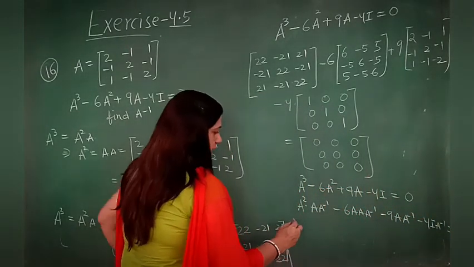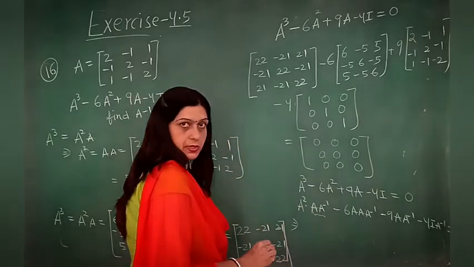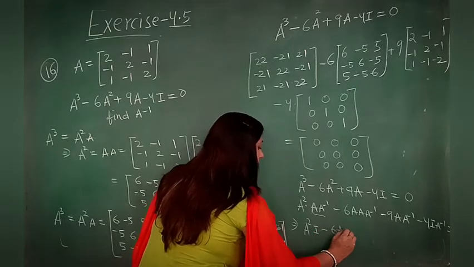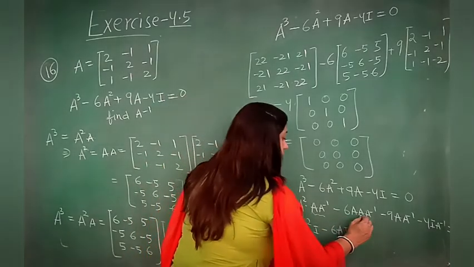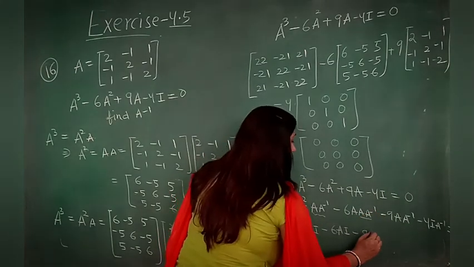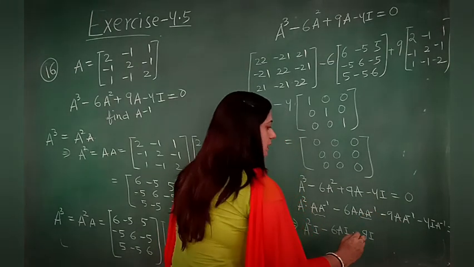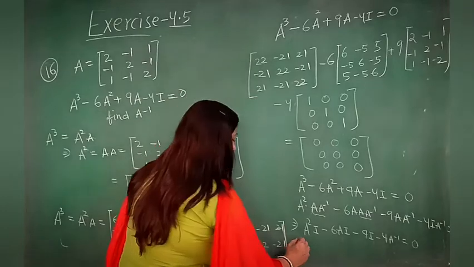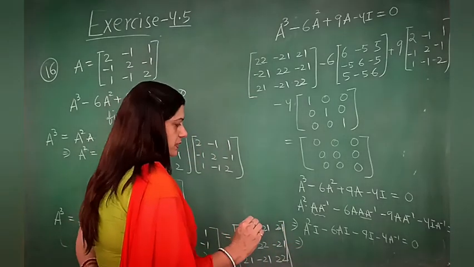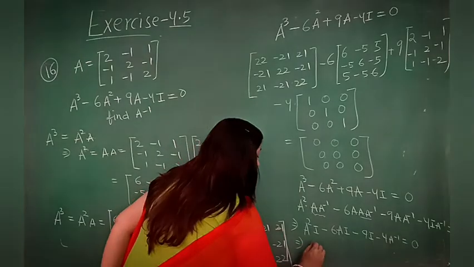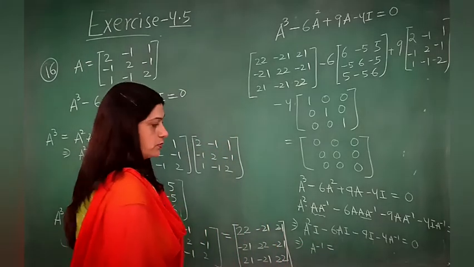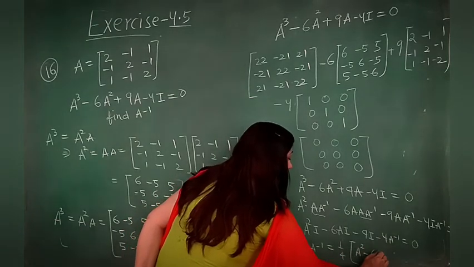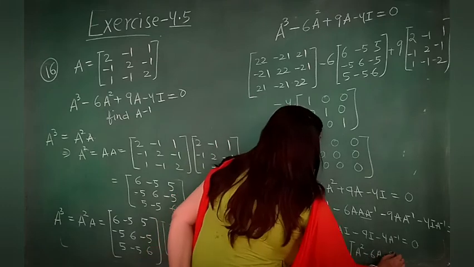Now we have A square into A inverse, that is equal to A, and A cube into A inverse is A square. So A square minus 6A into I plus 9, because A into A inverse is I, and then minus 4 A inverse is equal to 0. Now you can find the value of A inverse from this equation: A inverse is equal to 1 upon 4 into A square minus 6A plus 9I.